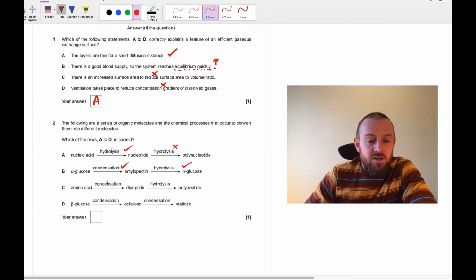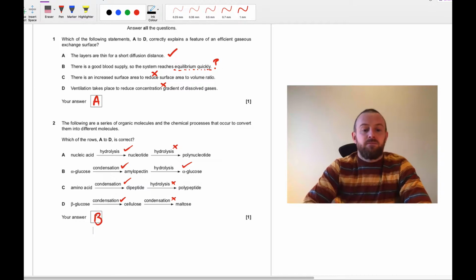Amino acids condensation would take to a dipeptide. Hydrolysis would not take it to a polypeptide. Beta glucose condensation to cellulose. No, this is not true there. So yeah, it is just B. That is fully correct. B.